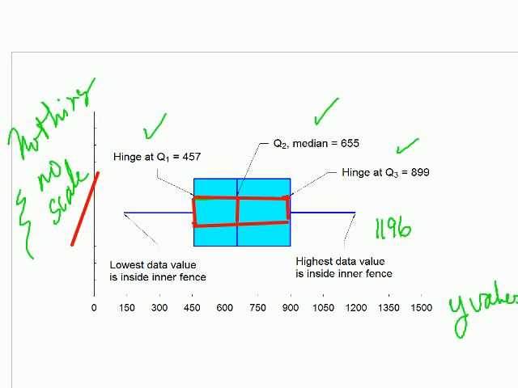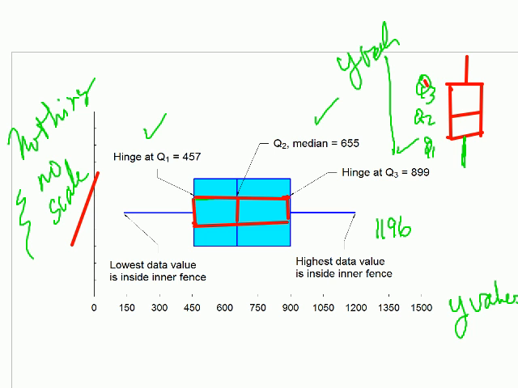If you make a vertical box and whisker plot, the vertical axis will have the data values, but the horizontal axis won't have any. So a vertical one would look something like this. Here would be Q3, Q2 in the middle, and Q1 down here at this hinge, and then it's got two different color whiskers here. Alright, so on this axis is your Y values. This axis, nothing.